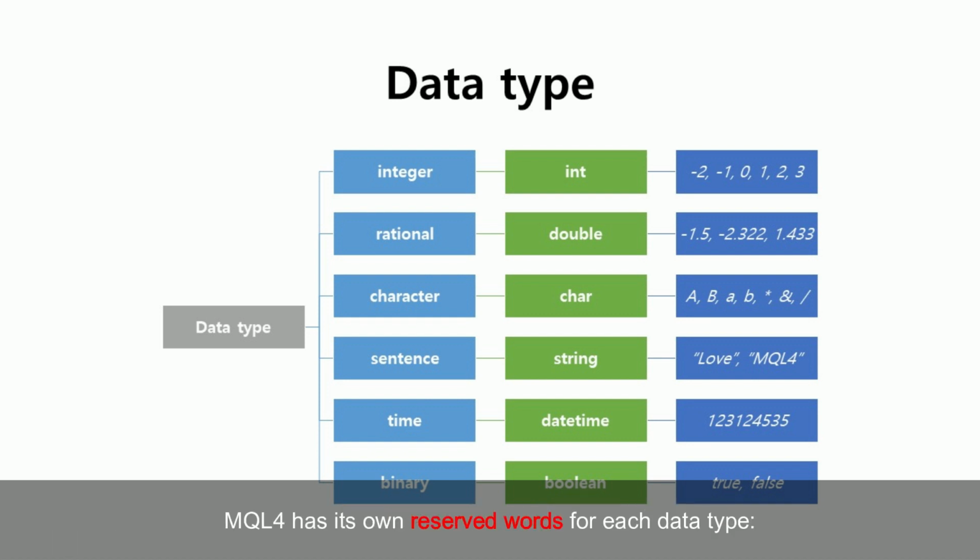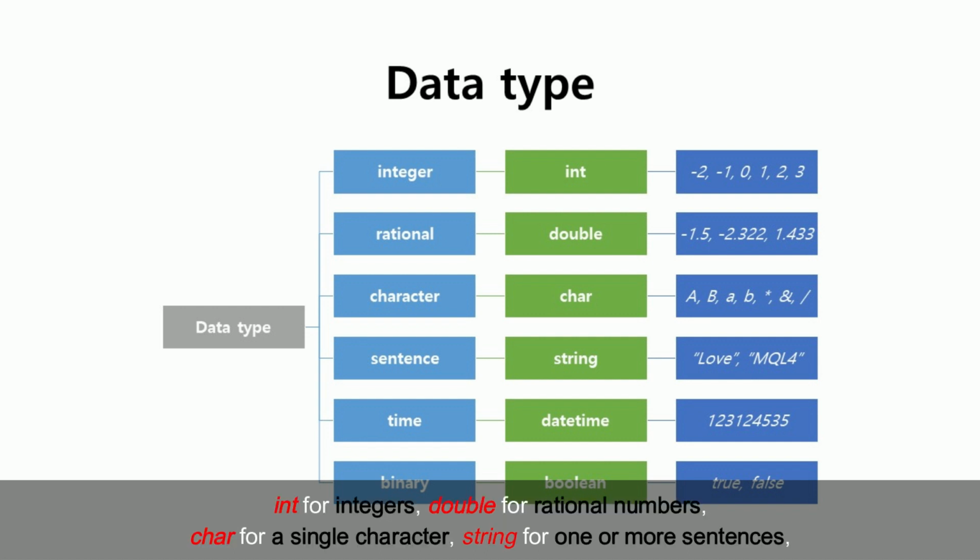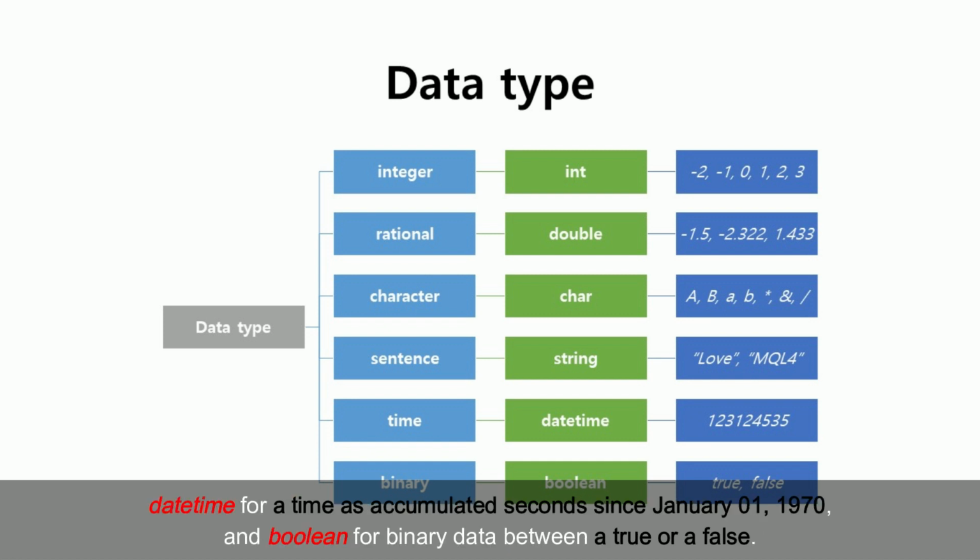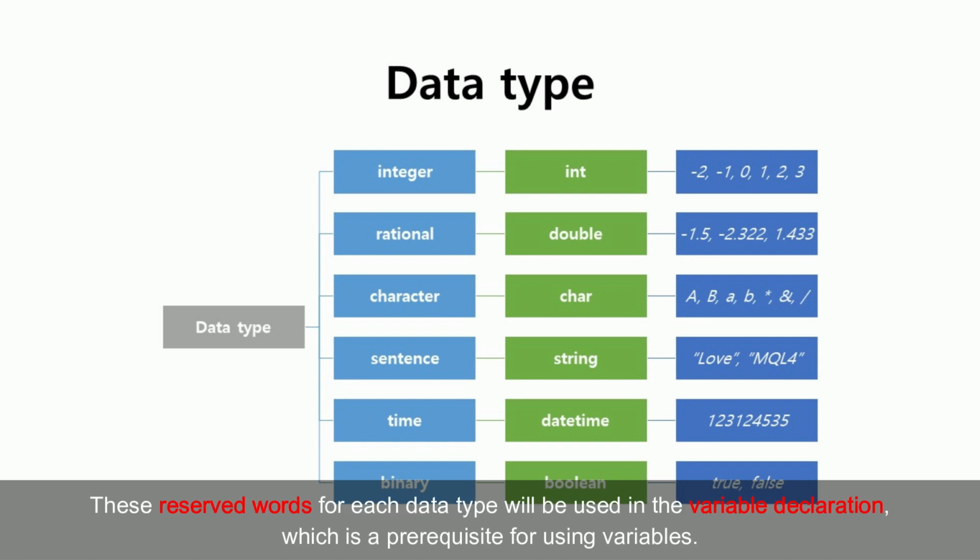MQL4 has its own reserved words for each data type. Int for integers, double for rational numbers, char for a single character, string for one or more sentences, datetime for a time as accumulated seconds since January 1, 1970, and boolean for binary data between a true or a false. These reserved words for each data type will be used in the variable declaration, which is a prerequisite for using variables.